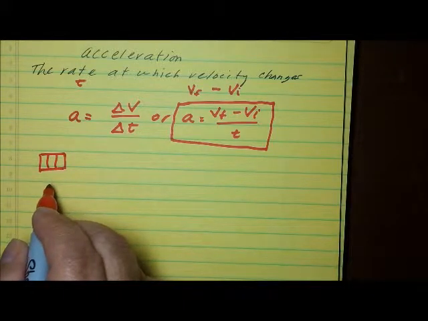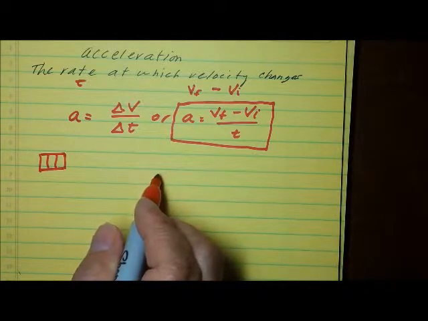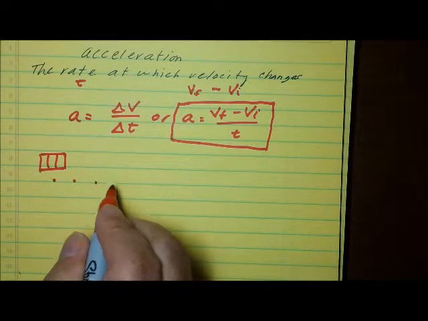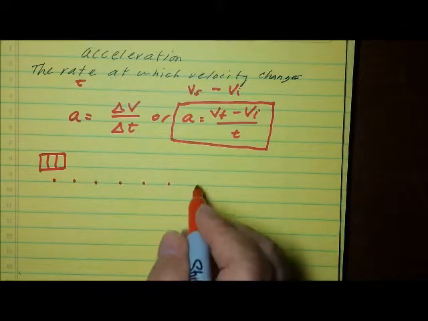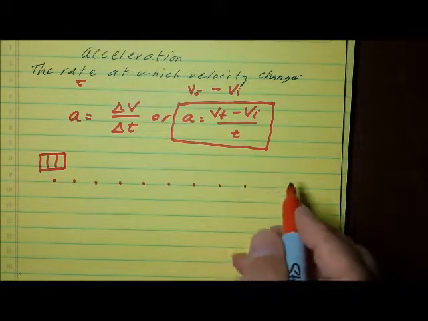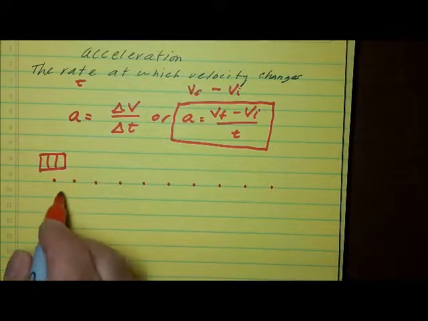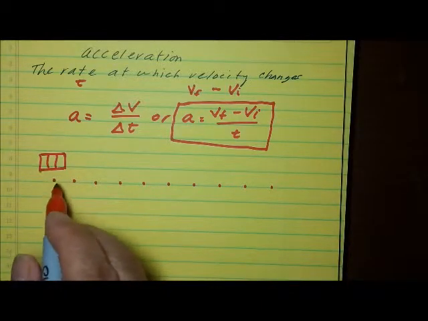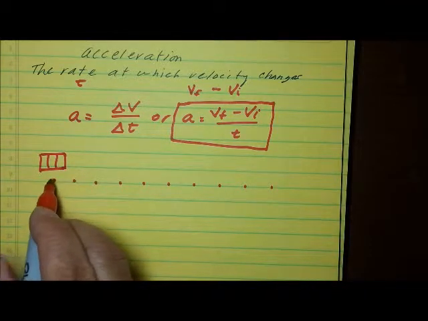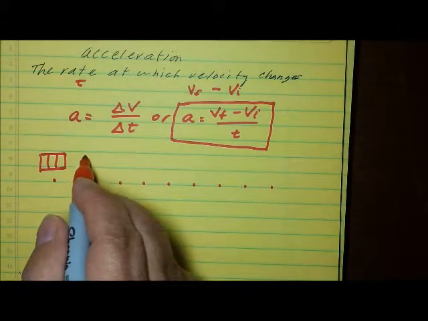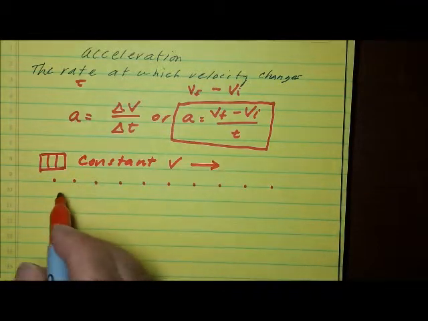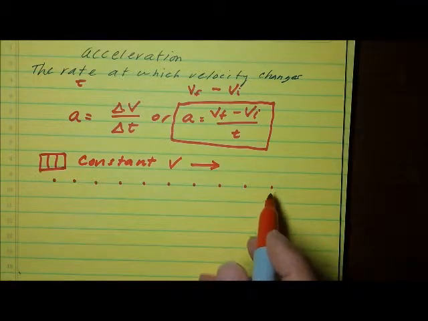If the car is dripping oil at a constant rate, say one drop every second, as it moves with a constant velocity, then the oil droplets that land on the road would look something like this. They would all be the same distance apart. That shows us that the car is traveling the same distance during every single time interval. The time interval between each one of these oil drops, in this case, was 1 second, because we said it was dripping at a rate of one drop per second. If the car is moving with a constant velocity in that direction, then the drops would land on the ground the same distance apart.